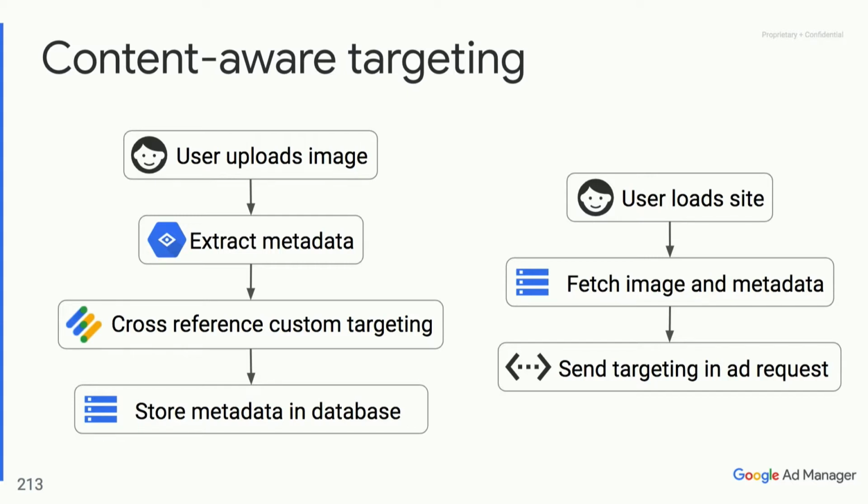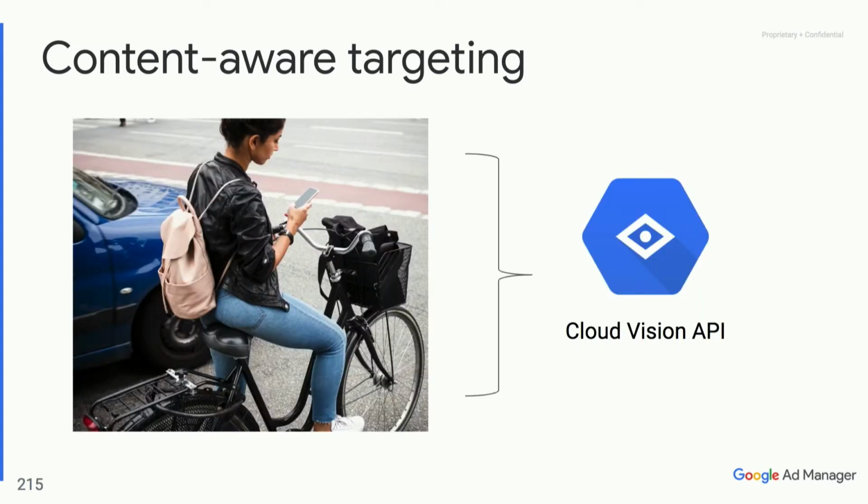So then a user loads the site. What we want to do is fetch that image and the metadata. And then we're going to use that metadata to set custom targeting on an ad request. So first, we have to look at how we are going to get the metadata in the first place. So say we have this image that a user has uploaded. There is a cloud API called the Cloud Vision API that makes getting data out of this image incredibly easy.